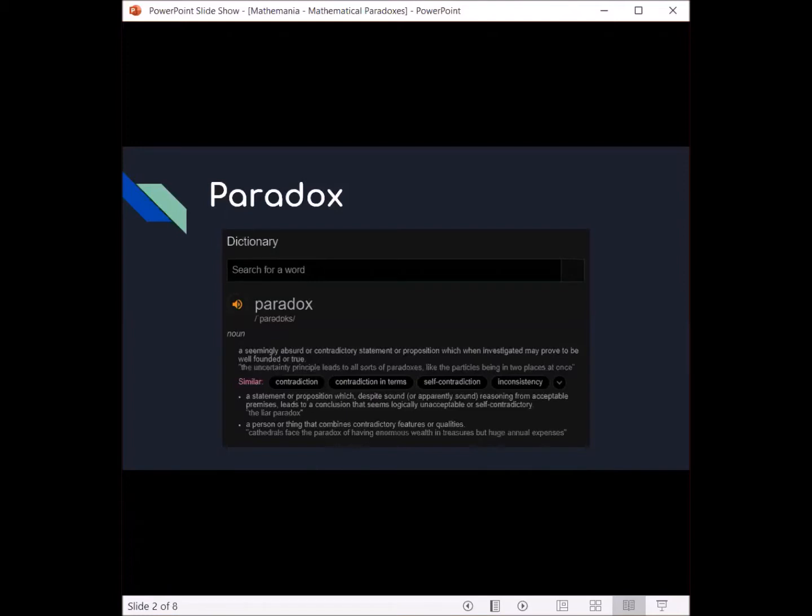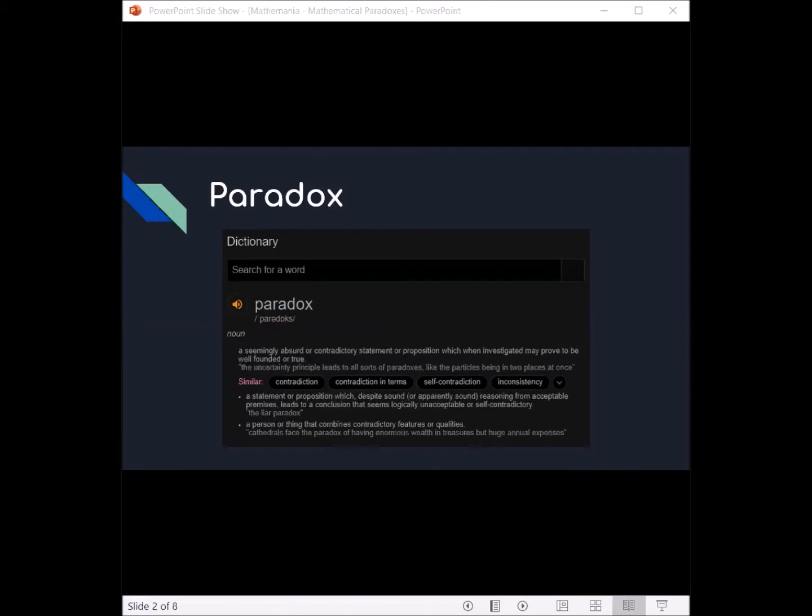For example, let's say this statement is false. Now, if this statement was false, that would mean that this statement was actually true. And if this statement was true, that would mean that the statement was false. And it goes on in circles and circles. And this is what we call a paradox.